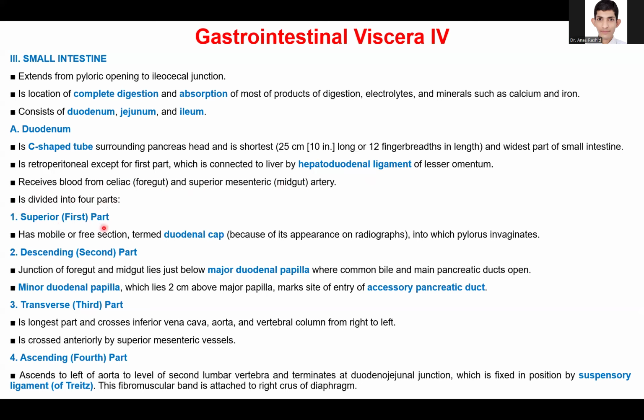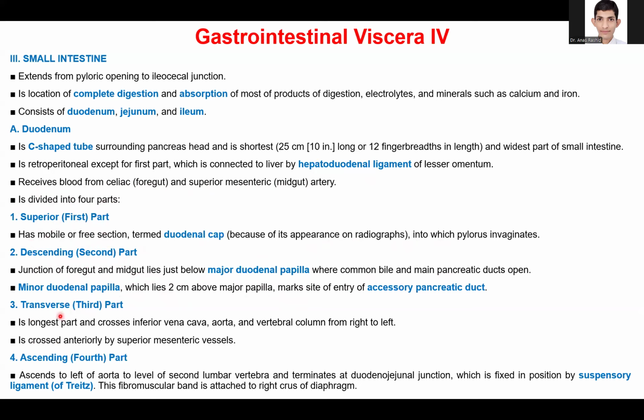The superior first part has a mobile or free section, termed the duodenal cap because of its appearance on radiograph, to which the pylorus invaginates. The descending or second part, the junction of foregut and midgut, lies just below the major duodenal papilla, where the common bile and main pancreatic ducts open. The minor duodenal papilla, which lies 2 centimeters above the major papilla, marks the site of entry of the accessory pancreatic duct.